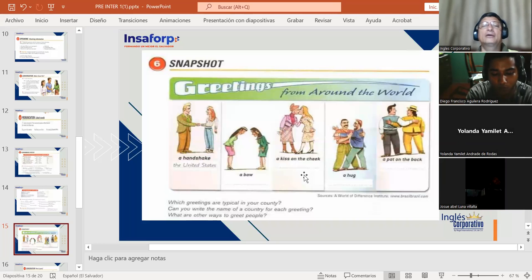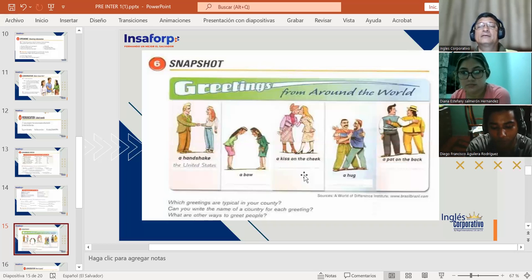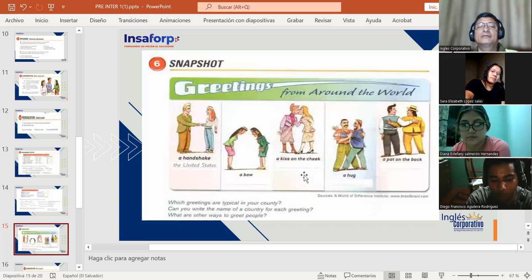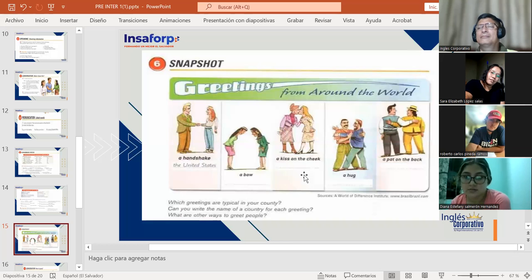Kiss on the cheek. USA. What other countries? Spain. France. Yes. In El Salvador. Yes. Also.